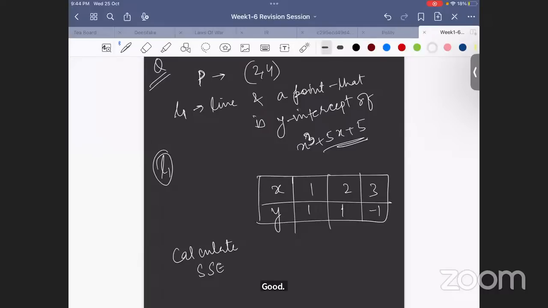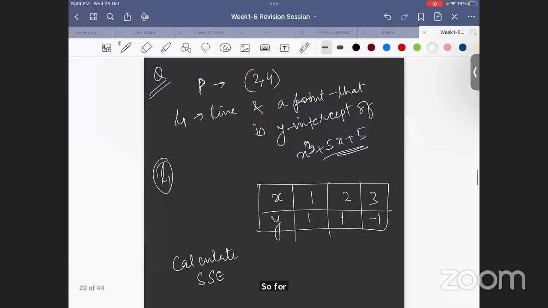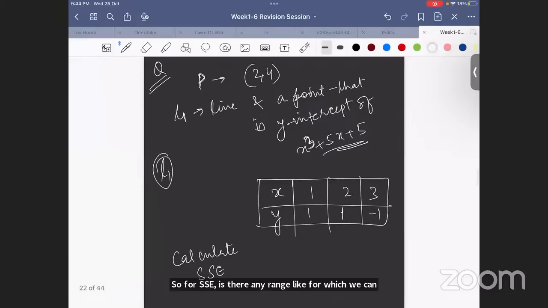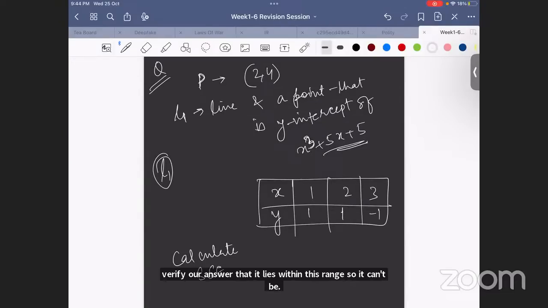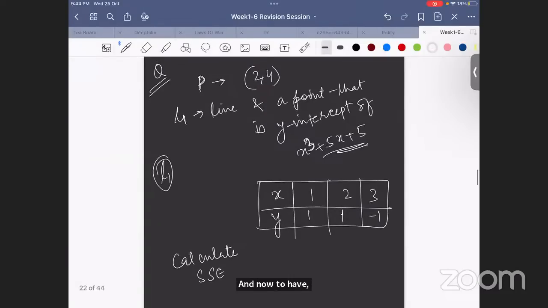Sir, for SSE, is there any range which we can use to verify our answer, so that we know whether it lies within the range, whether it is incorrect or correct? Is there also an upper limit? I also have to solve it now. I just gave it randomly. But in the exam the range will be given in the answer script.